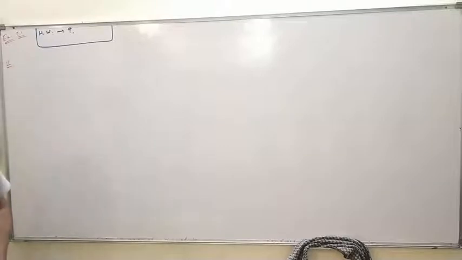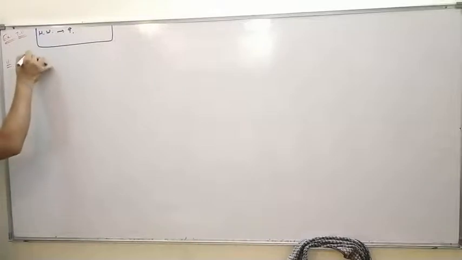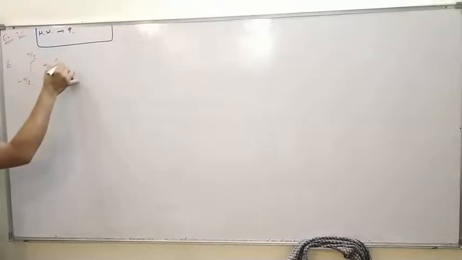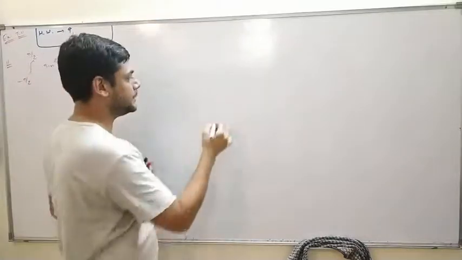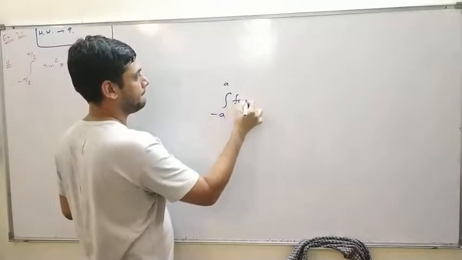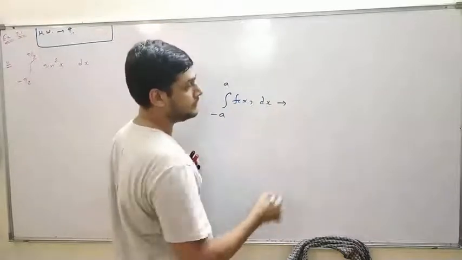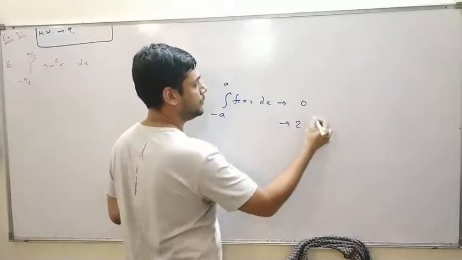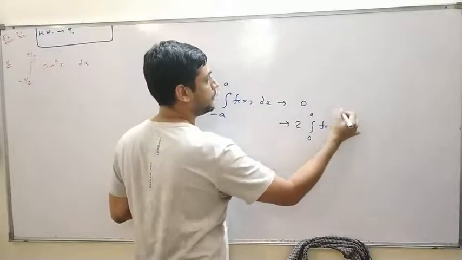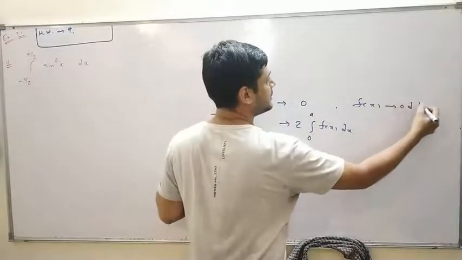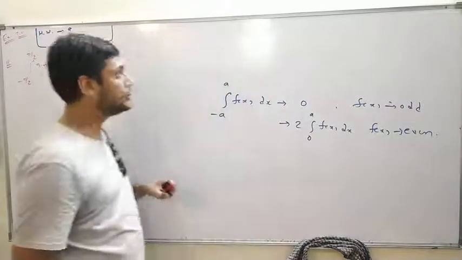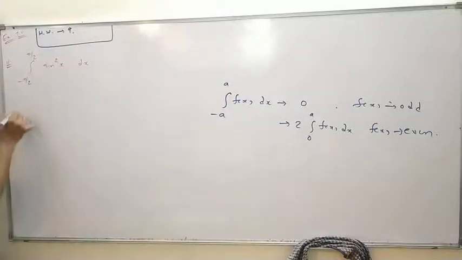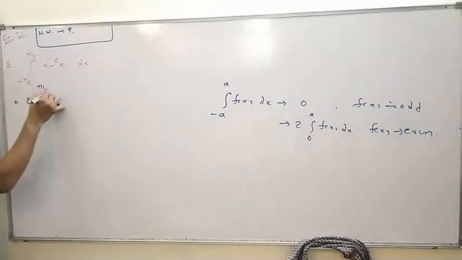Question number 11. Integral from minus pi by 2 to plus pi by 2 of sin square x dx. Now, we discussed a property that the integral from minus a to plus a of f of x dx is either 0 or 2 times the integral from 0 to a of f of x dx, depending on whether f of x is an odd function or an even function. Here f of x is an even function, sin square x, so we can write 2 into the integral from 0 to pi by 2 of sin square x dx.